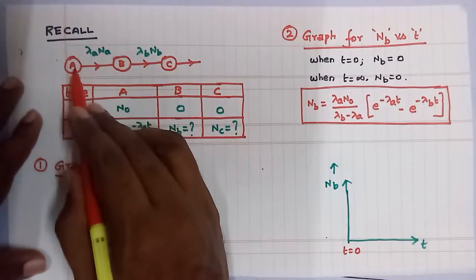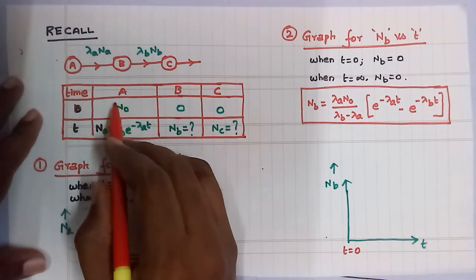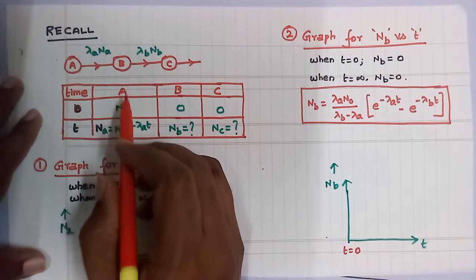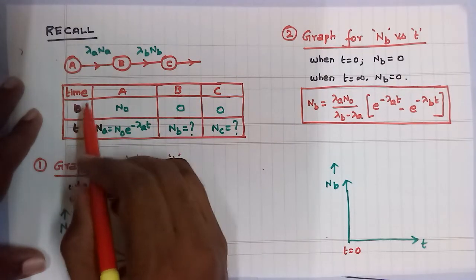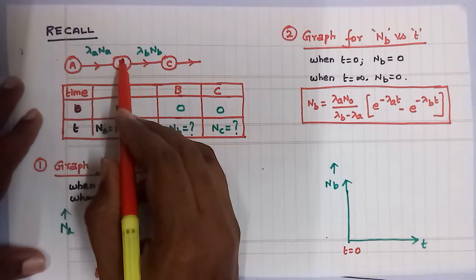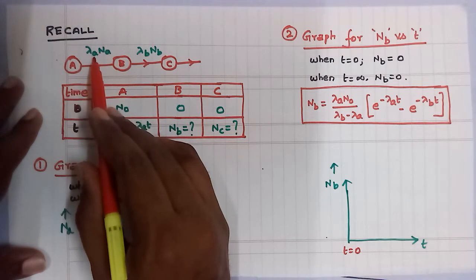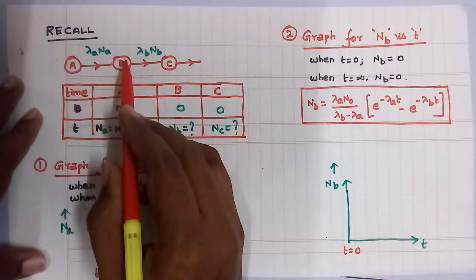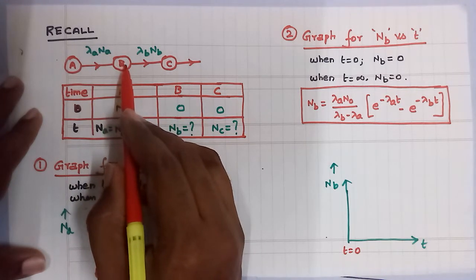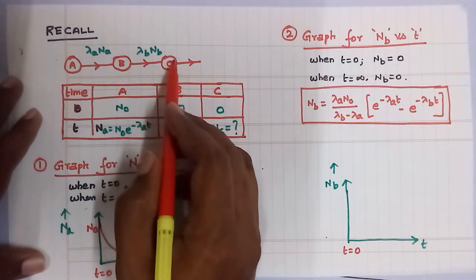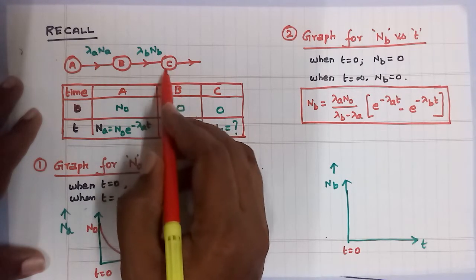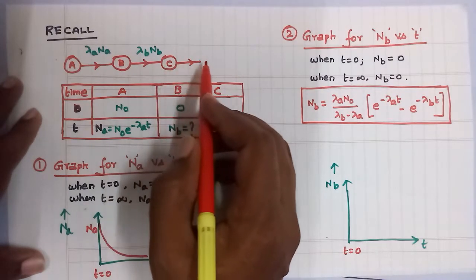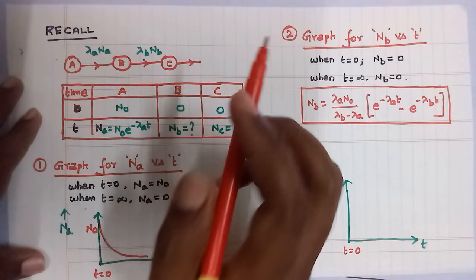The radioactive element A initially has a total number of atoms N0, and B and C are not formed at time t equal to 0. When A decays to element B with an activity of lambda A Na, if B is further a radioactive element, then these nuclei also decay into another element C with an activity of lambda B Nb. If C is further radioactive, this process will keep going on until a stable product is obtained.